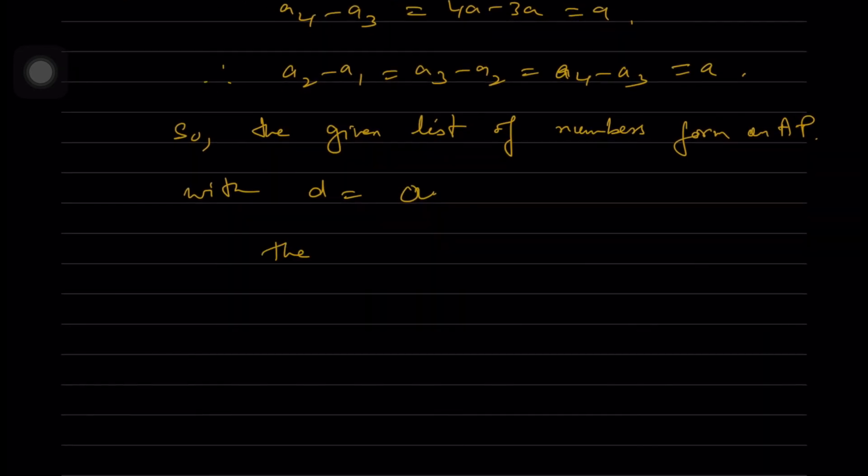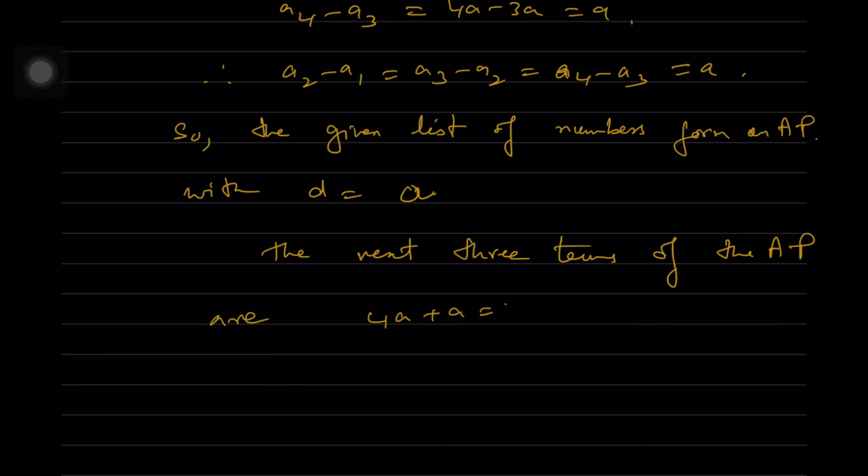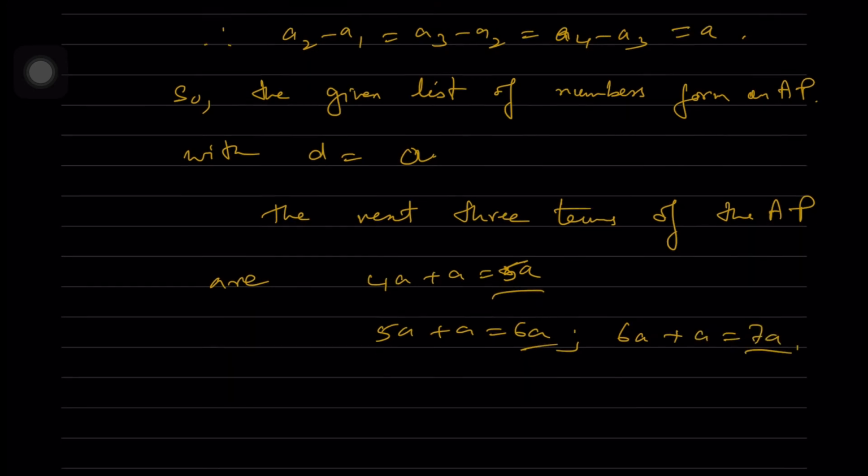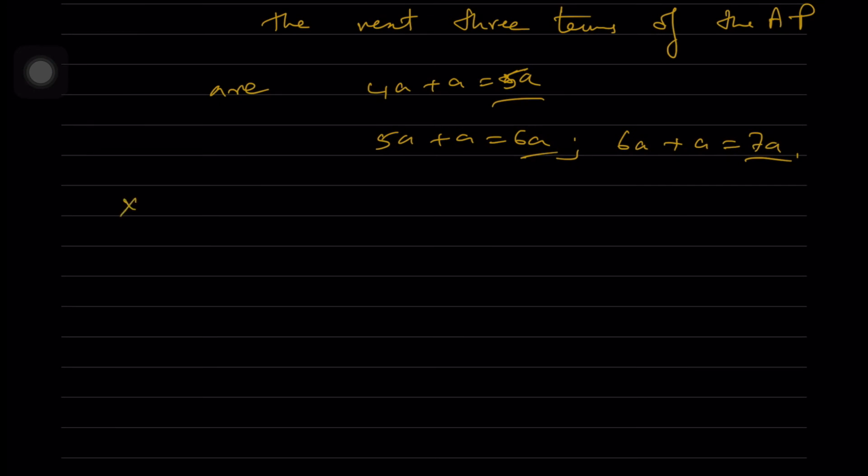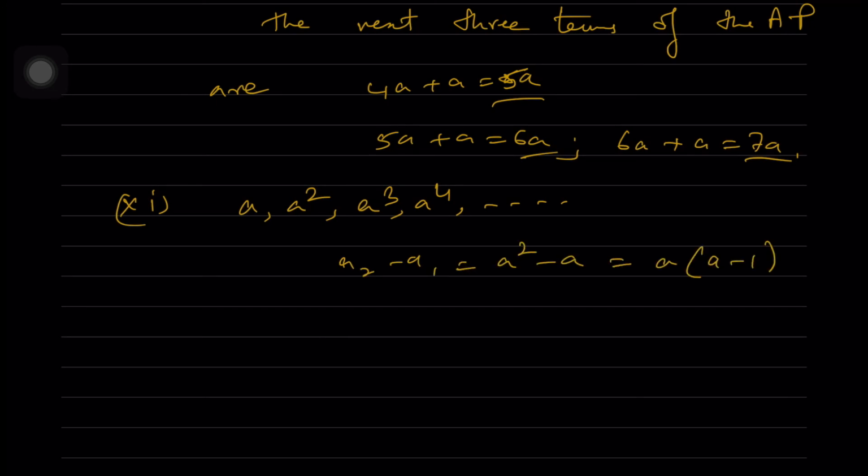So the given list of numbers form an AP with common difference d equal to a. The next three terms of the AP are 4a plus a, which is equal to 5a, 5a plus a, which is equal to 6a, 6a plus a, which is equal to 7a. So 5a, 6a and 7a.